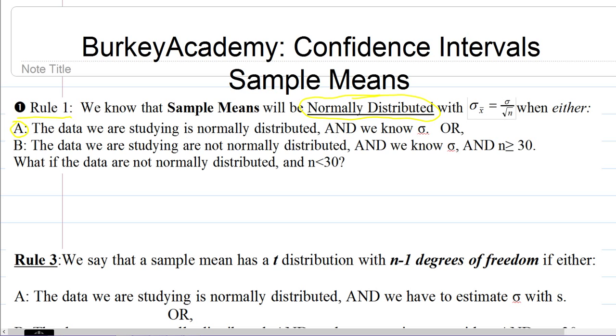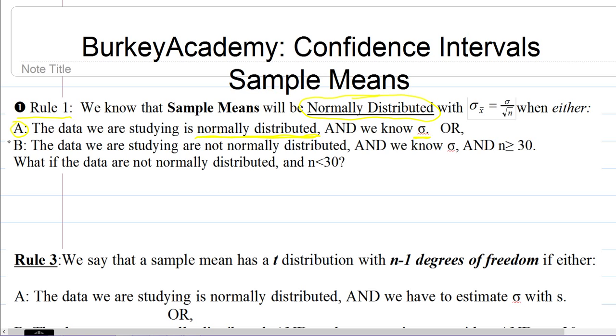An example would be studying IQ, which is normally distributed, or the heights of adult males, or pregnancy lengths, or SAT scores, all normally distributed, and you know the population standard deviation of the population you're studying. For example, you might know that heights have a population standard deviation of 3 inches, IQ has a population standard deviation of 15, or SAT scores have a standard deviation of 100. If the data itself is normally distributed and you know the population standard deviation, you're good.